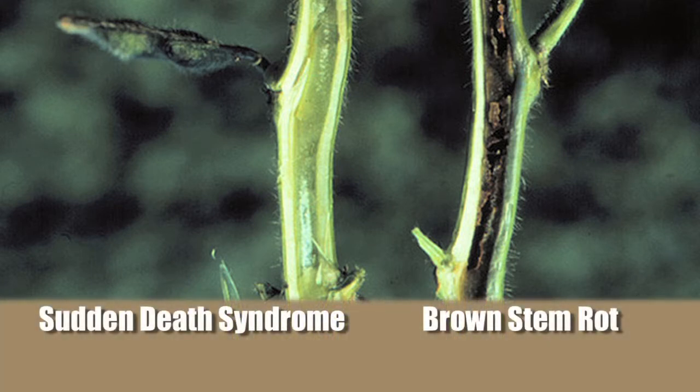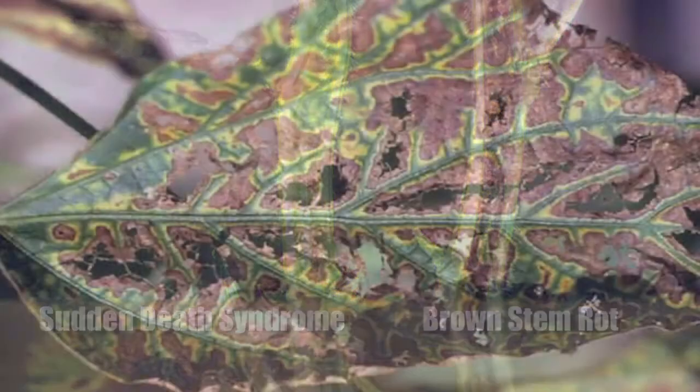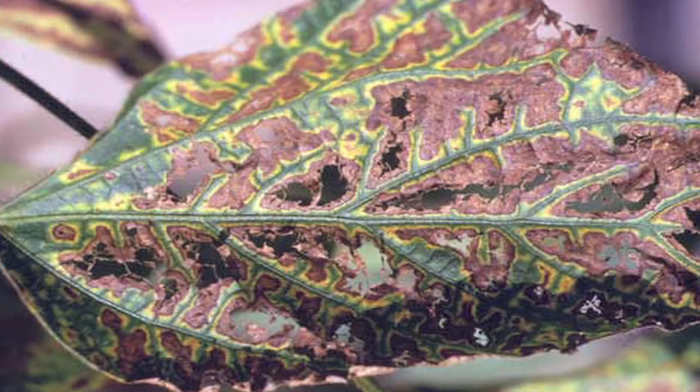If you've had either of these diseases, you may have had an agronomist or another farmer come out and look at your field and say, wow, you've got sudden death syndrome, when really it's brown stem rot. Or he says, you've got brown stem rot, and no, it's actually sudden death syndrome. And there are some big differences, and it is really easy to tell the two apart when you know what you're looking for.